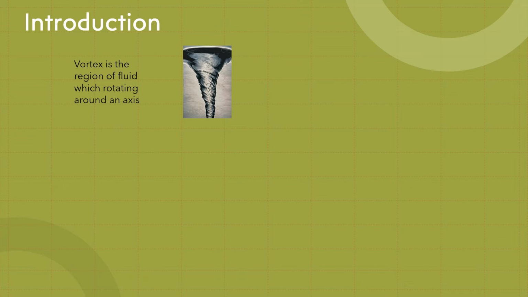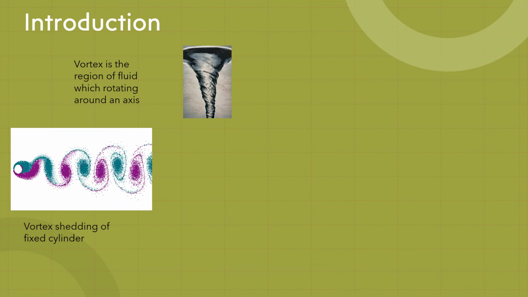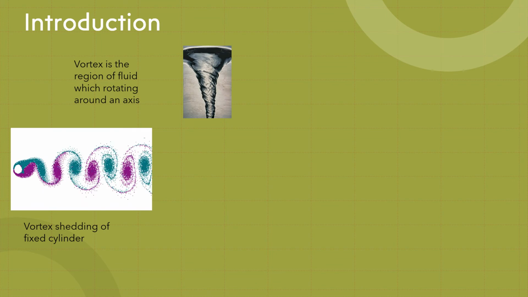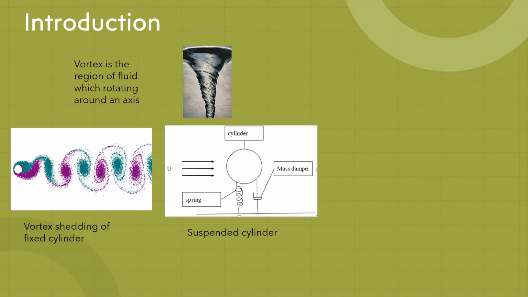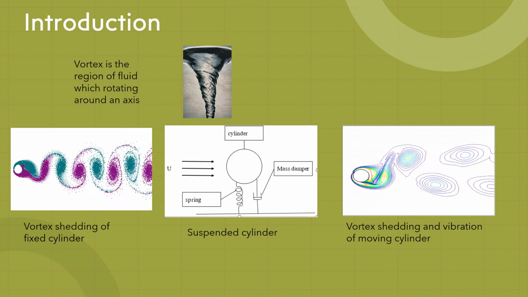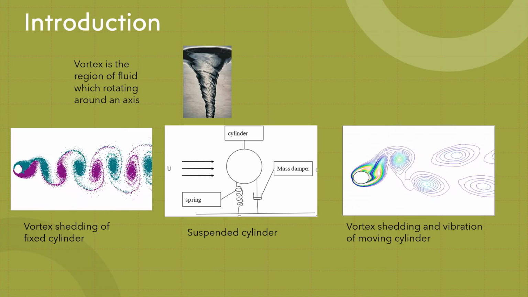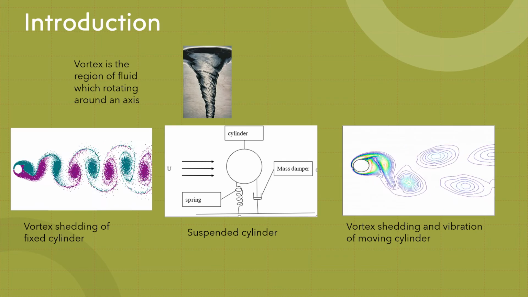So let me explain what a vortex is. A vortex is a region of fluid which is rotating around an axis, and vortices are shed when the fluid is flowing through an obstacle or a cylinder. When the cylinder is suspended using a spring and mass damper, the vortex will cause vibration, and this natural phenomenon is known as vortex-induced vibration, or VIV.